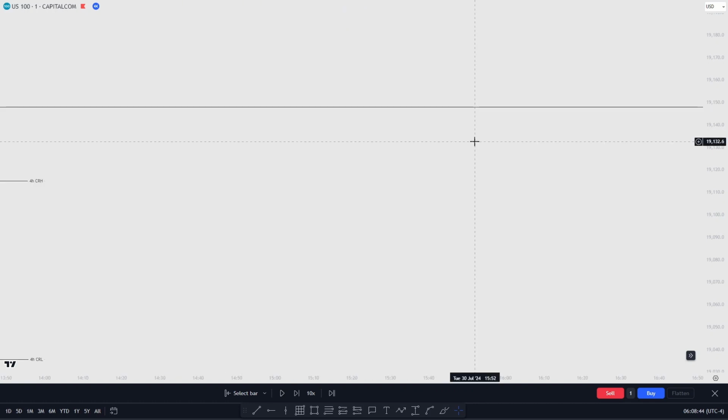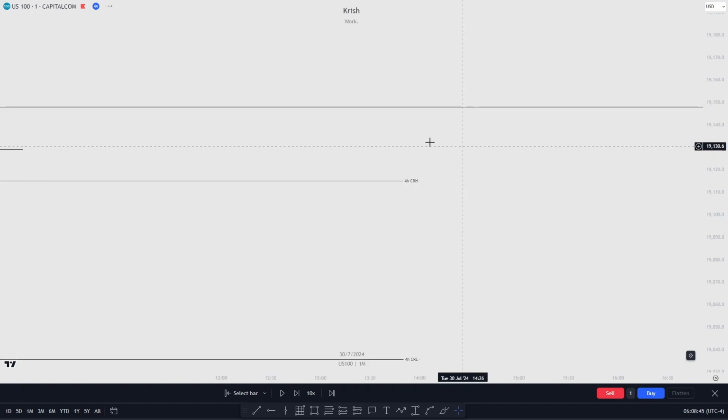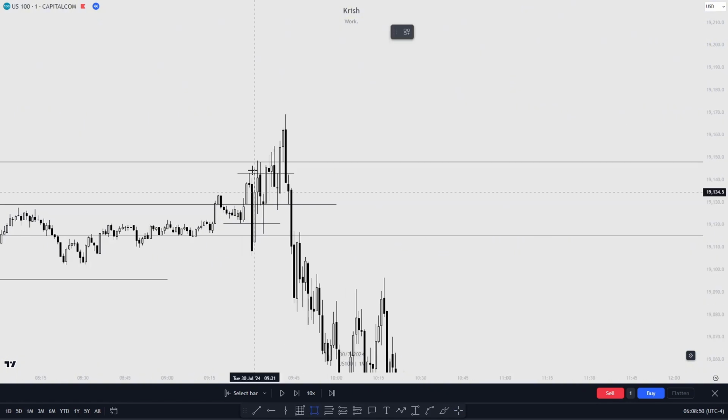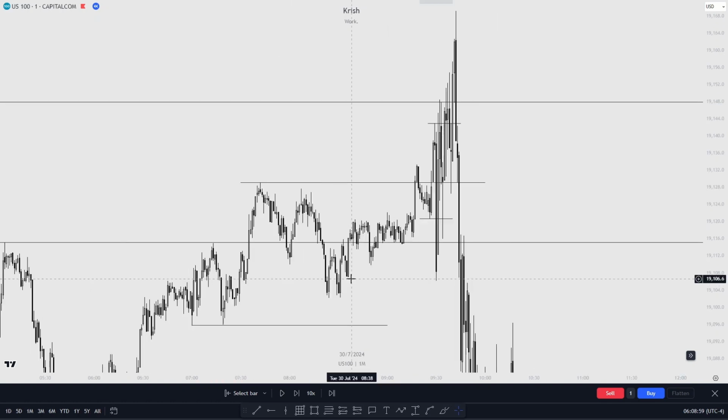Boom. Let me just zoom out. And guess what? This is the 9:20 to 9:40 macro. Boom, right here. And we got accumulation, classic 30-minute power of 3. 9 a.m. open. And 9 a.m. open, we get consolidation.